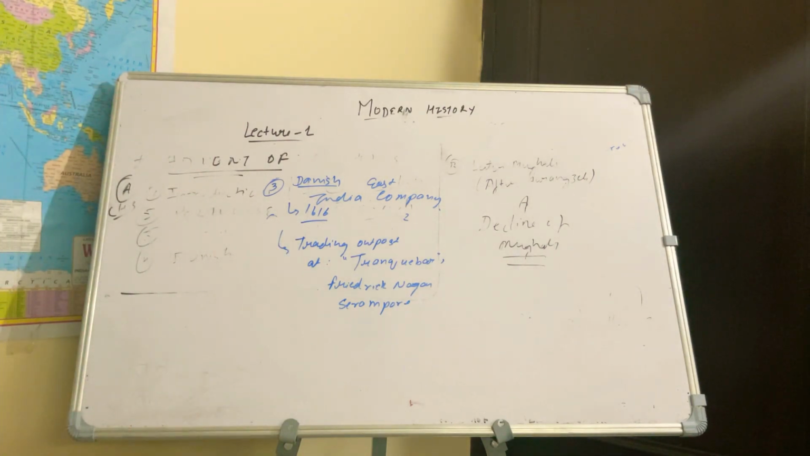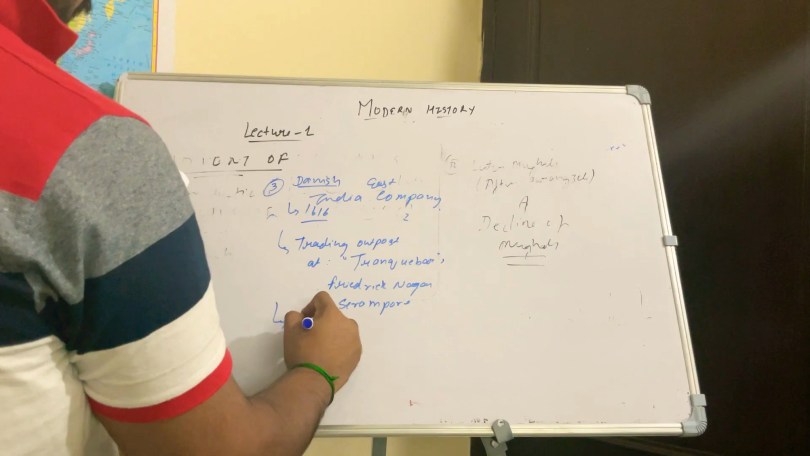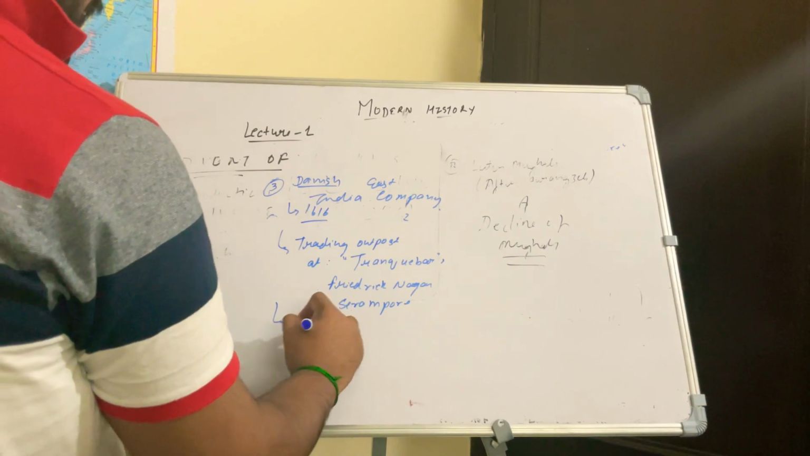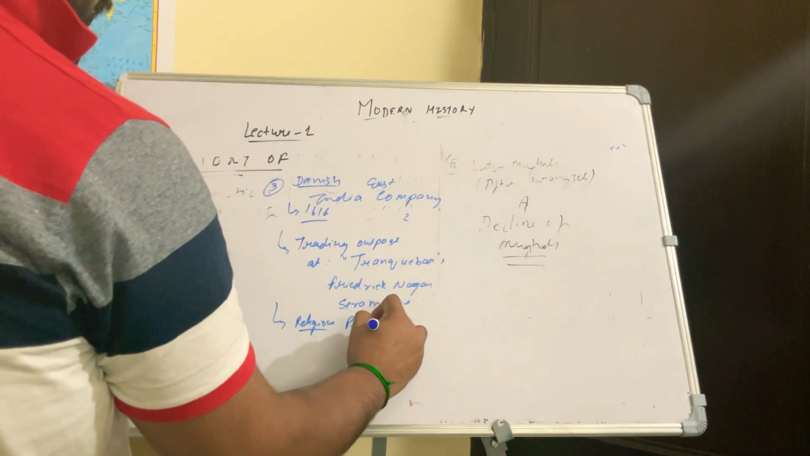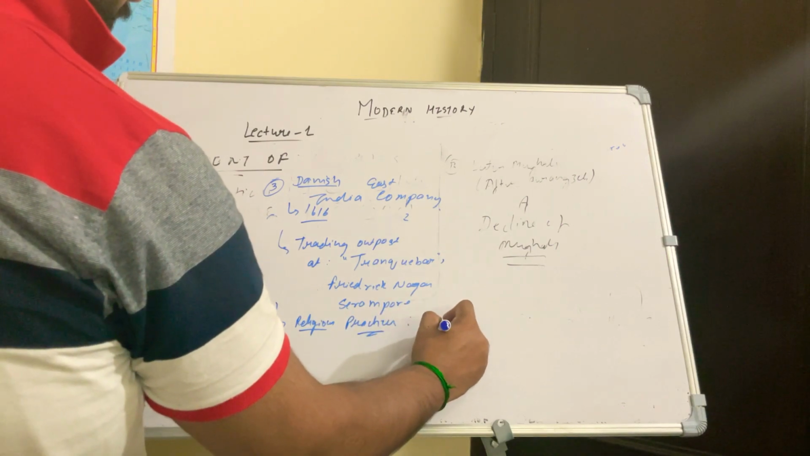Third point you write under Danish. They were more interested in the Christian missionaries activity and made Sirampur hub of missionary activities. So they were here for the religious practices specific to Christianity.